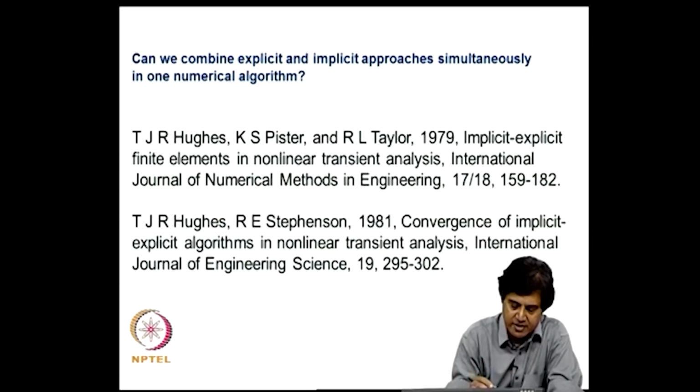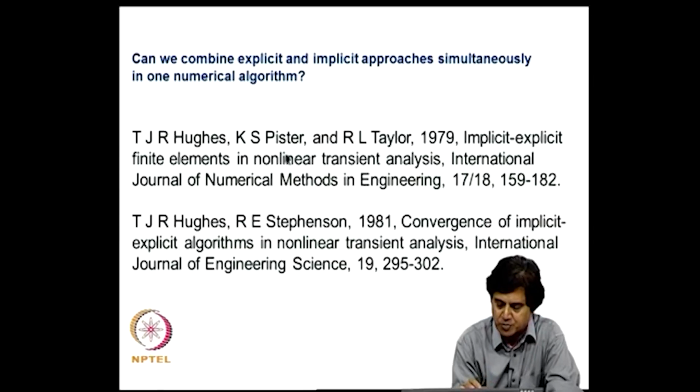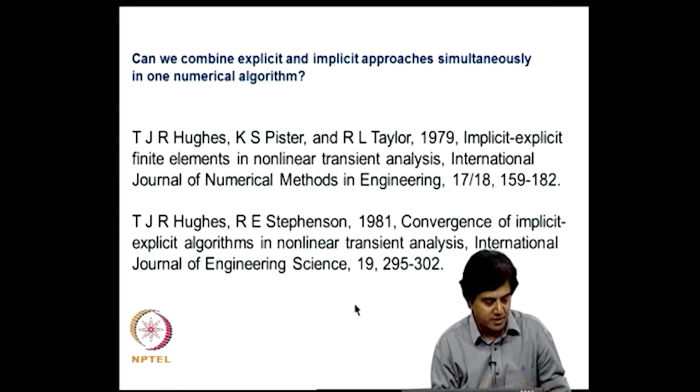These ideas have been discussed in papers by Hughes, Pister and Taylor, and there is another paper for which I have given the reference. So, what I will do now is quickly outline what the main issue is in this discussion.